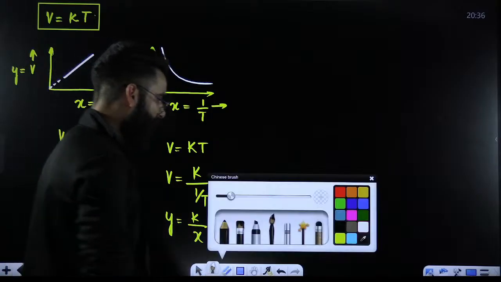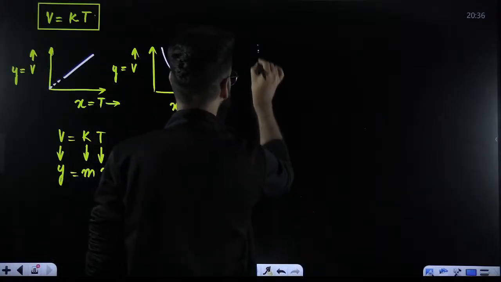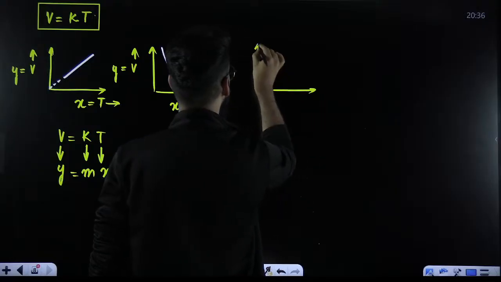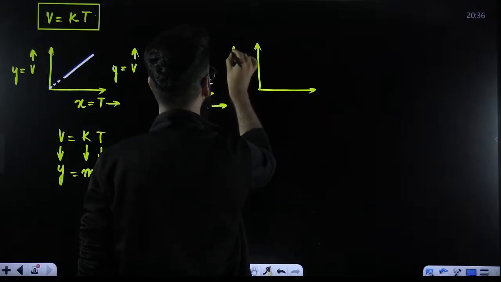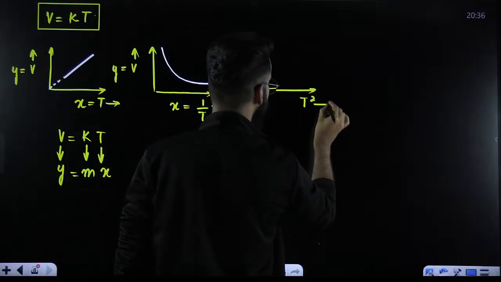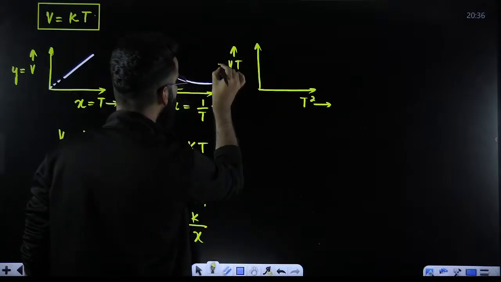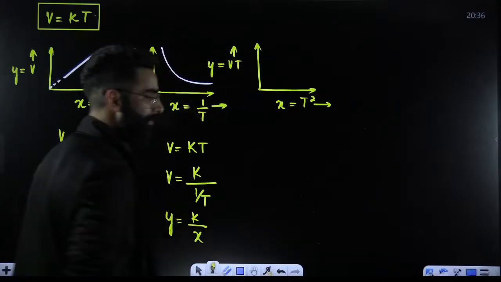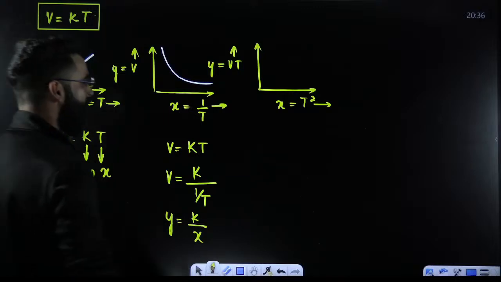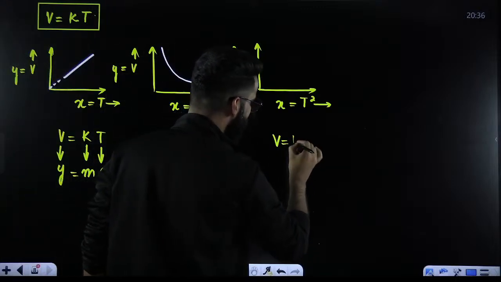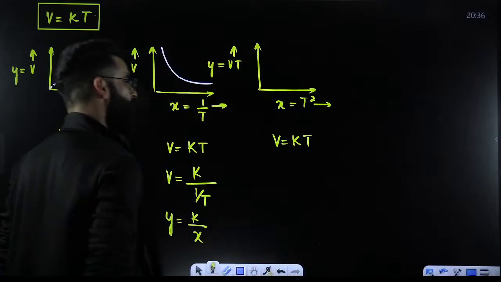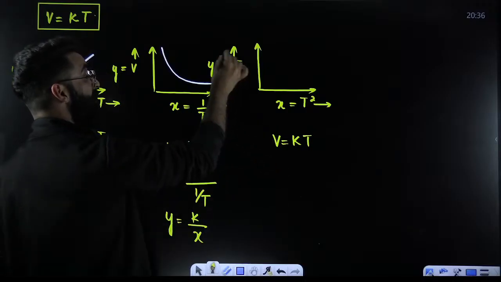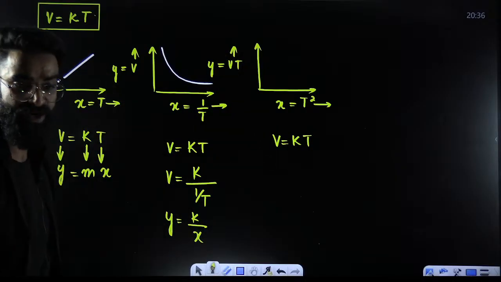Perfect. For example, let's say you have to make a graph between Vt versus T square. How are you going to make it? First of all, along the y-axis, what do you need? You need Vt. Along the x-axis, what do you need? You need T square. What is our basic equation? The basic equation says that V is equal to KT. But do I need V here? No. What do I need? I need Vt.